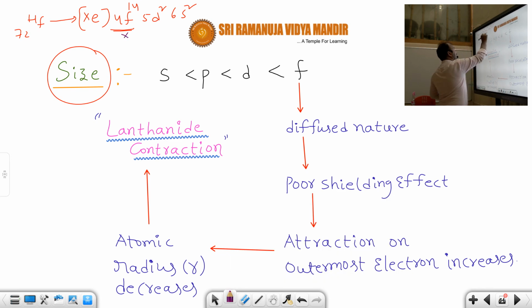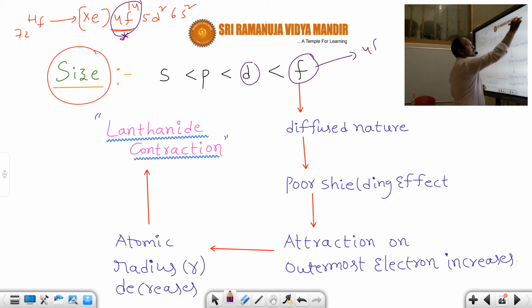4f14, if you take that, this is. So 4f14 is already filled. Generally we know that in size, compared with the s orbital, the p orbital has more size. Compared with p, d has more size. Compared with d, the f orbital has more size. So due to the 4f orbitals, what happens? Yes, your speculation is correct.